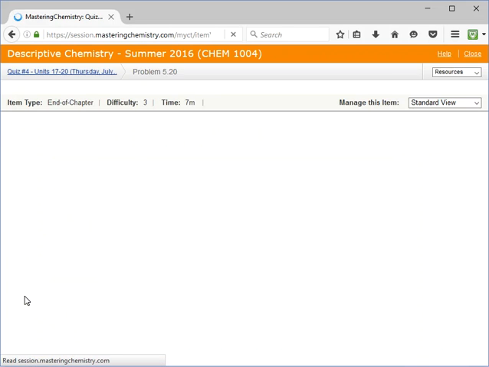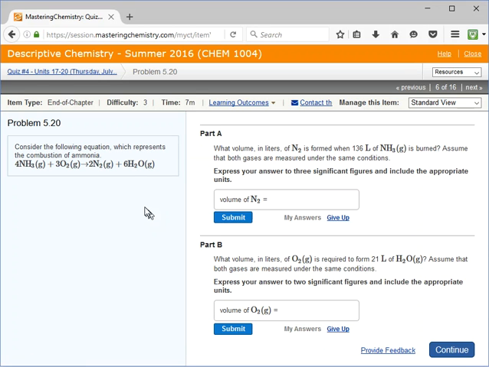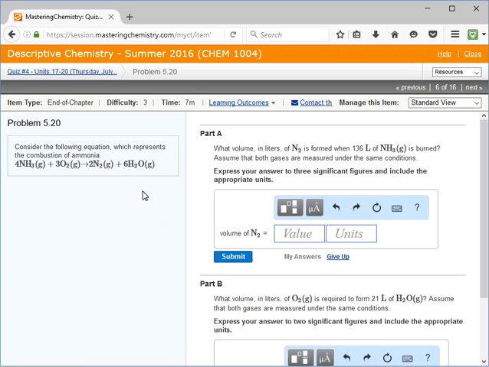In 5.20, the following equation represents combustion of ammonia. What volume in liters of nitrogen is formed when 136 liters of ammonia is burned? Let's look at this one for a minute, because here it gives us a balanced equation, all nicely balanced, so I don't have to worry about it. There's my nitrogen here.